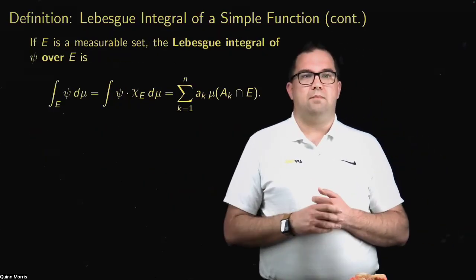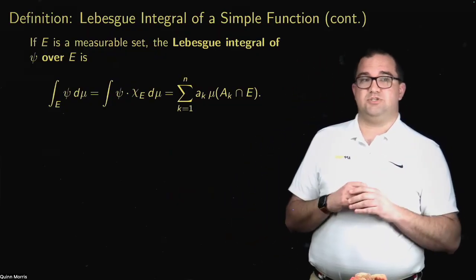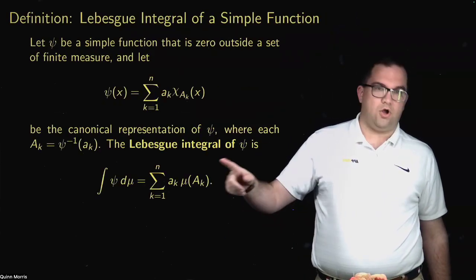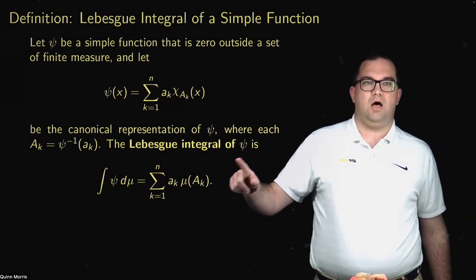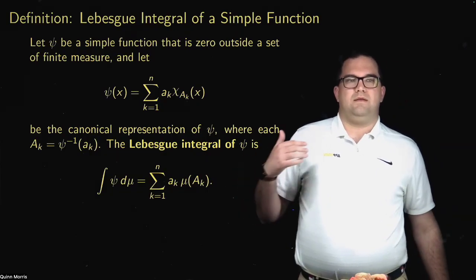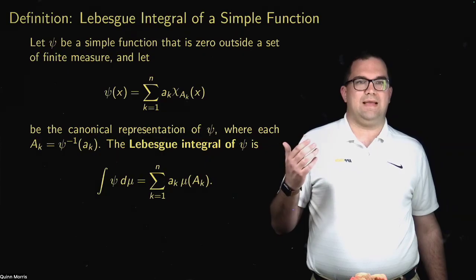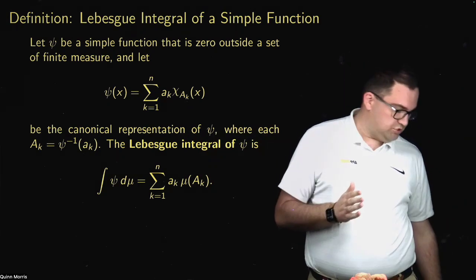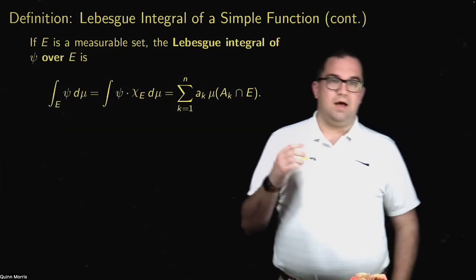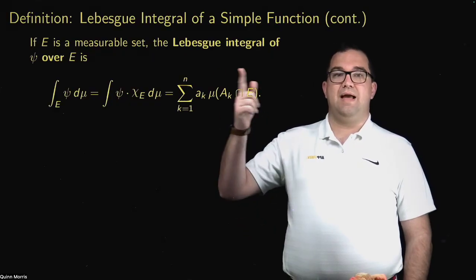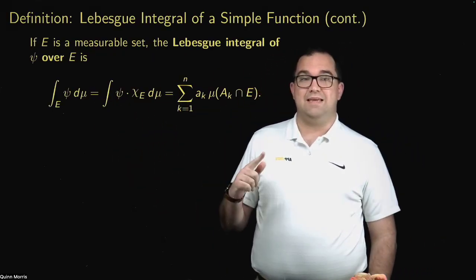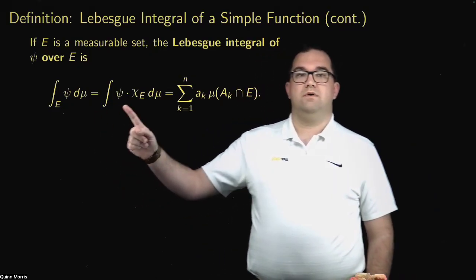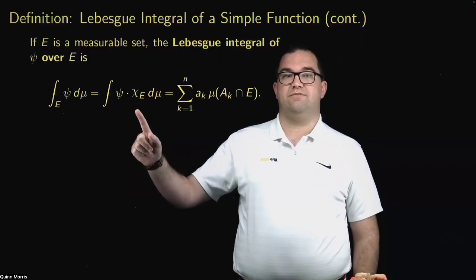All right. The one other piece of this definition I do want to add on: on the previous slide, we talked just about the Lebesgue integral of a function, but you might also want to talk about the Lebesgue integral of a function which could be defined on a very large set. You might want to talk about the integral over some subset. So if E is a measurable set, then the Lebesgue integral of psi over E is just defined to be the Lebesgue integral of psi times the characteristic function of E.